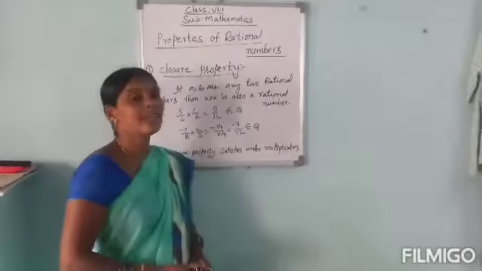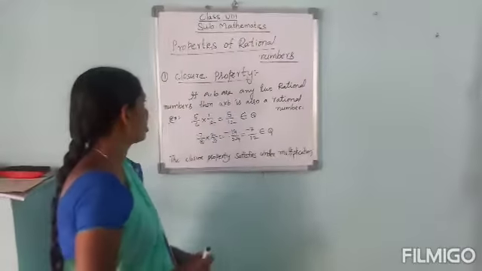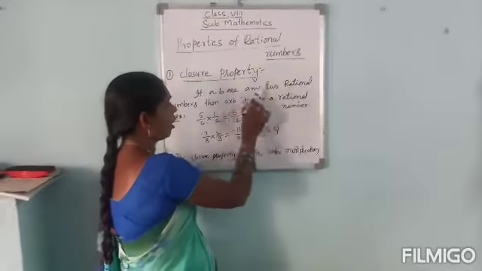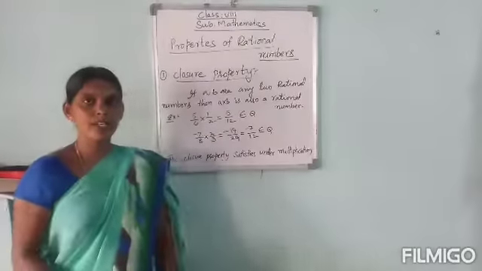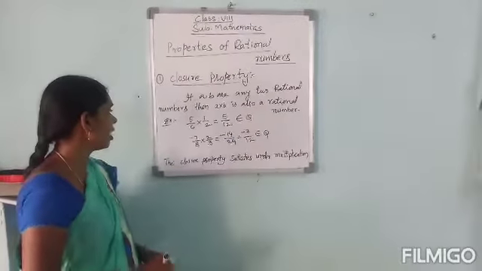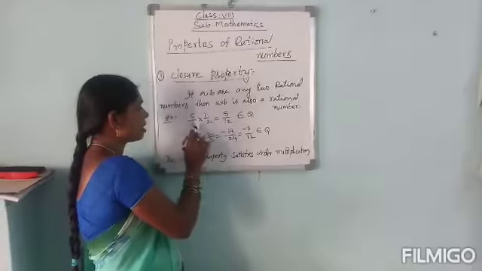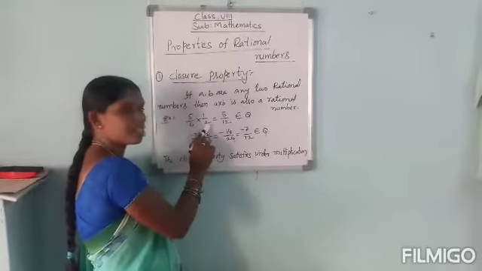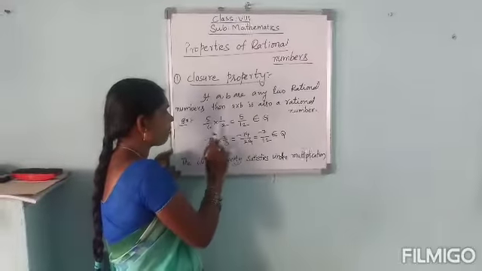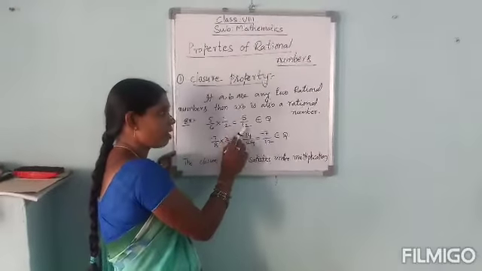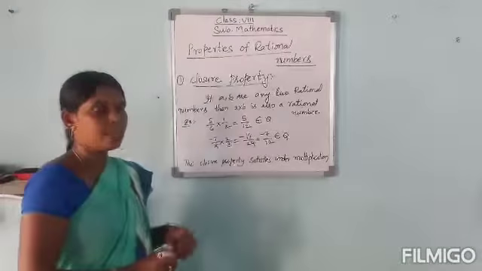Now we have to check the closure property under multiplication. If a and b are any two rational numbers, then a into b is also a rational number. Let us check by taking one example: 5 by 6 into 1 by 2. These two are rational numbers, 5 by 6 and 1 by 2. Then multiplication: 5 times 1 is 5, 6 times 2 is 12. So 5 by 12 is also a rational number.